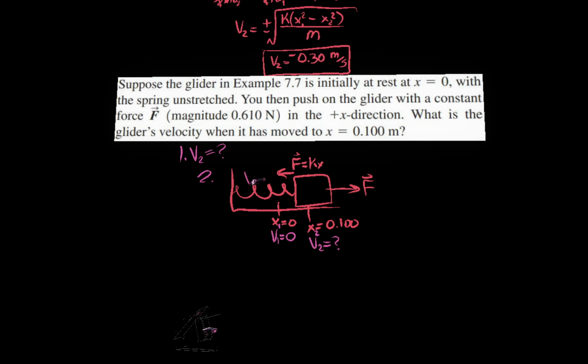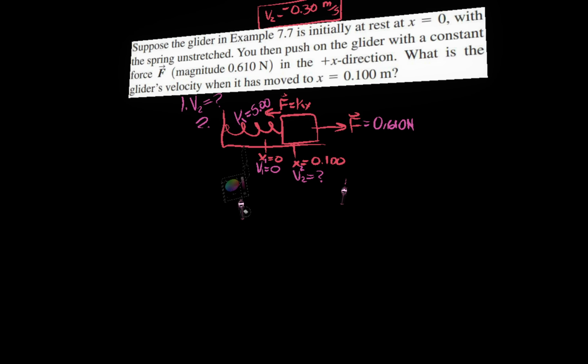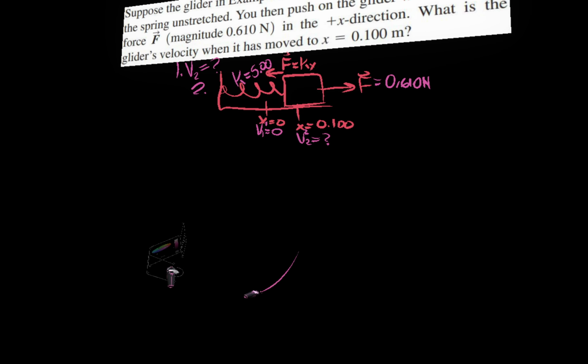There's some spring constant k, and it's going to be the same as the last one, so I think that was 5. And I think it gives us the force. We might as well write that in there, 0.610 newtons. All right. So we have everything that we need. Step 3 is to write out our energy statements. So we're on step 3.